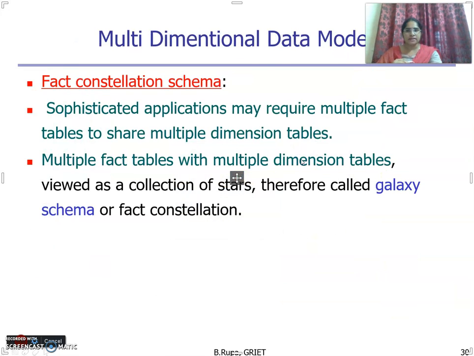Then the last one is the fact constellation schema. This is used with sophisticated applications that may require multiple fact tables to share multiple dimension tables. Whenever we require multiple fact tables and multiple dimension tables, we go for the fact constellation schema. It can be viewed as a collection of stars. That's why we can call it a galaxy schema or fact constellation schema. It looks like a collection of star schemas.